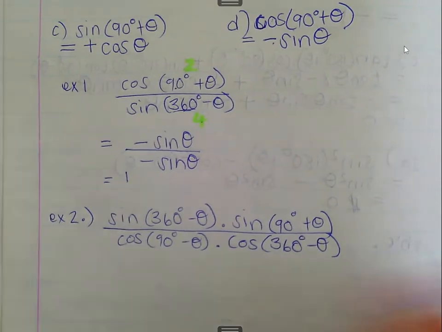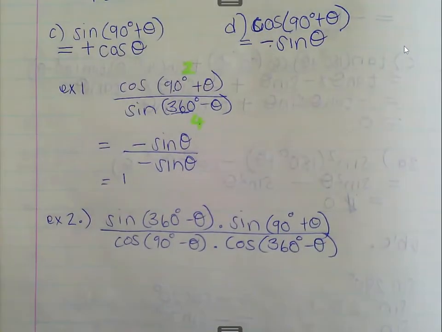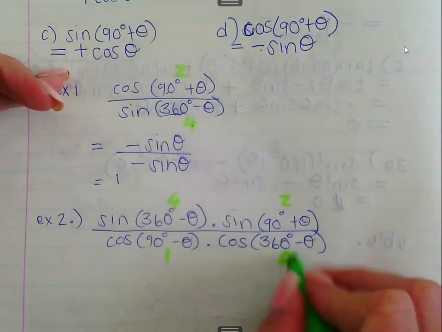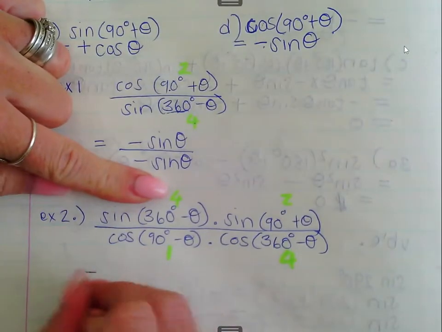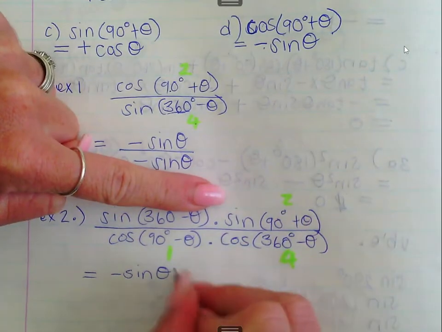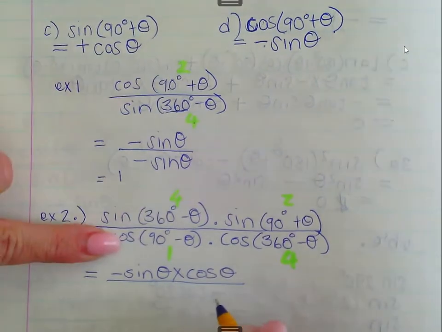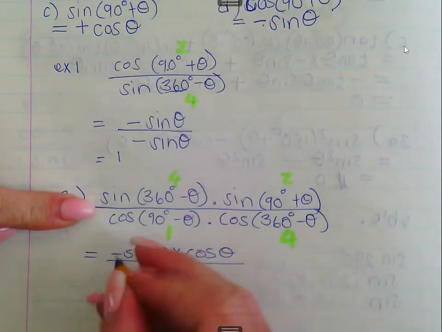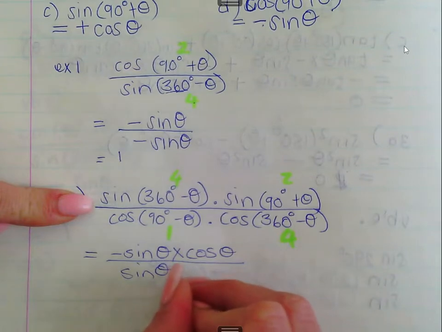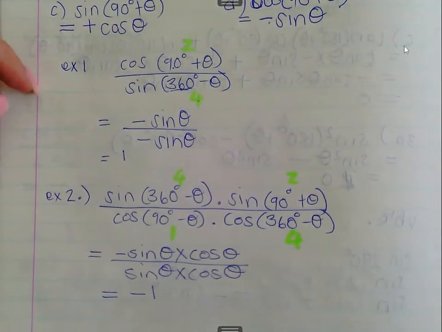Okay, are you done? Tell me, sin 360 minus, which quadrant? 90 plus. 90 minus. 360 minus. Okay. Sin in the fourth quadrant. Does it change? Sin in the second. Does it change? Cos in the first. Does it change? Cos in the fourth. Does it change? What's my answer? Easy.